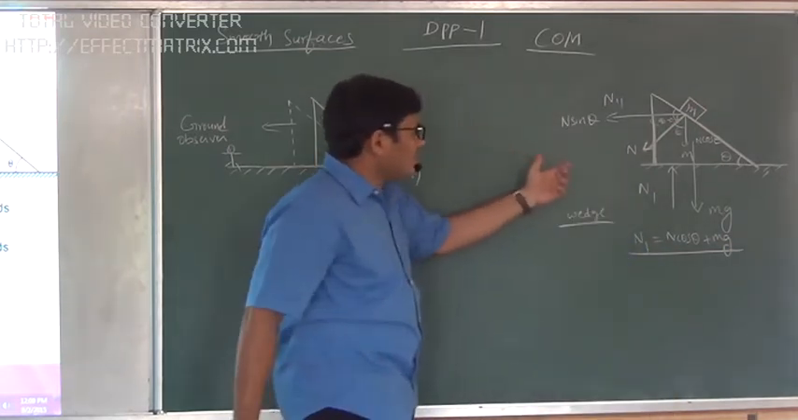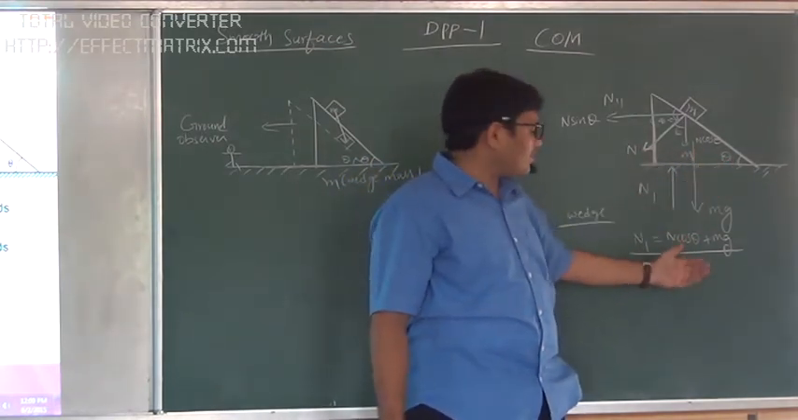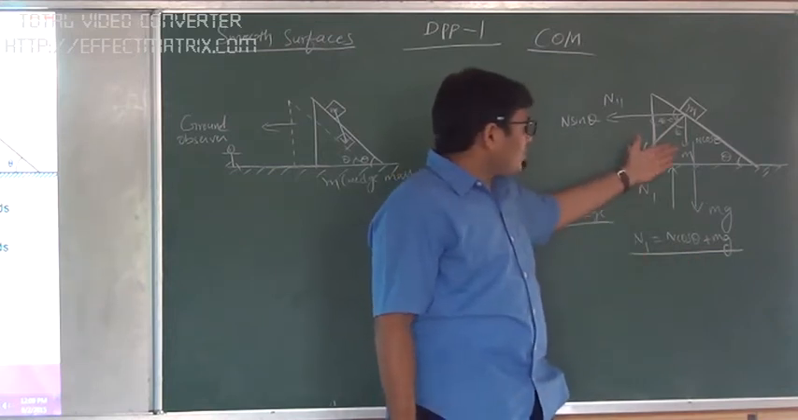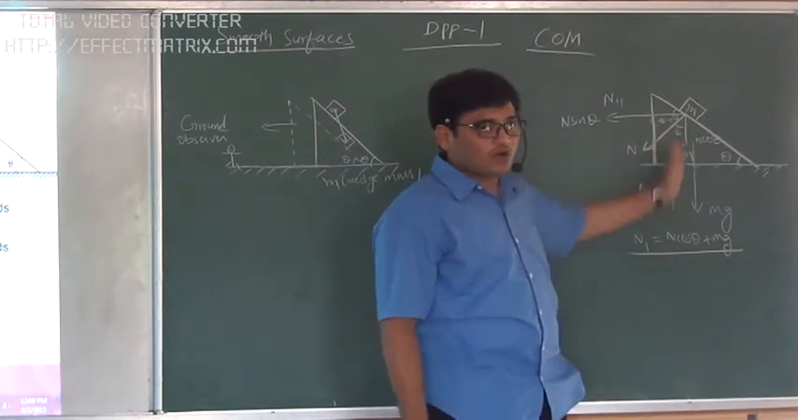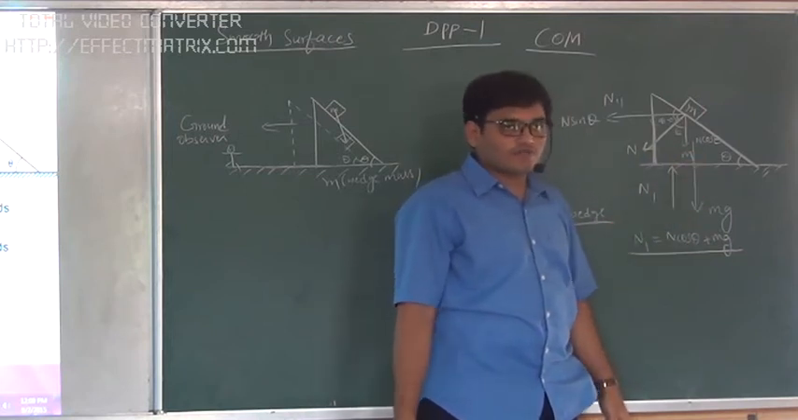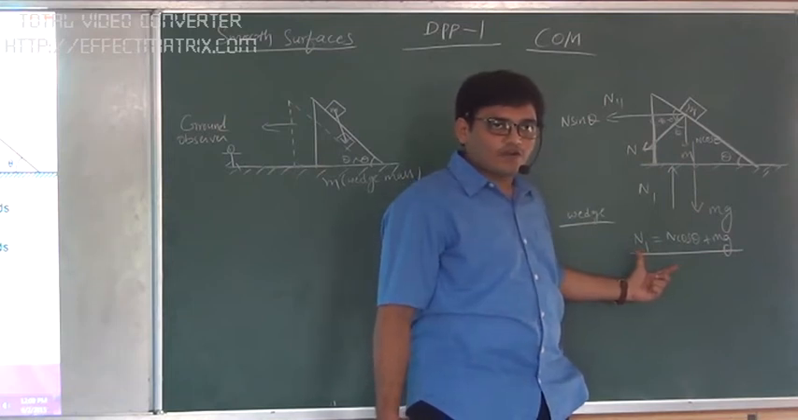Who is the observer here? Ground observer. He is drawing this free body diagram and applying Newton's second law along the y direction, as this wedge has no motion along the y direction. Upward forces should be balanced with downward forces. This is about the wedge. Is it clear or not?